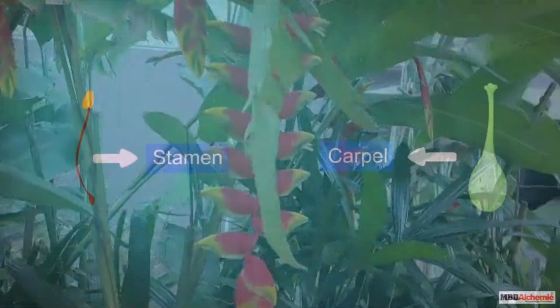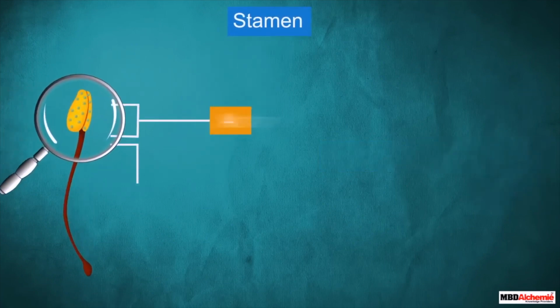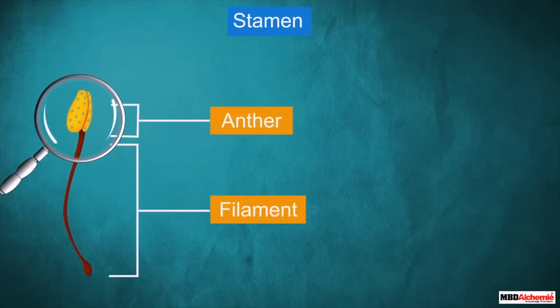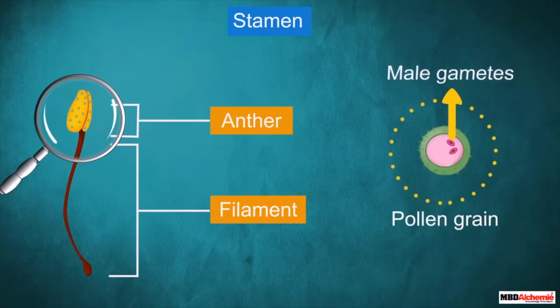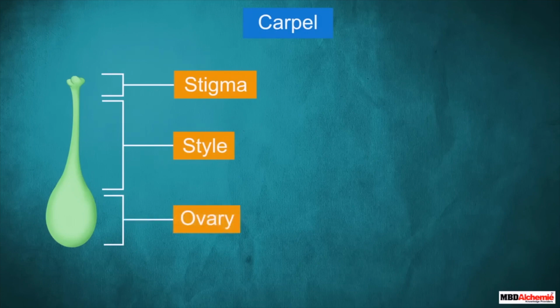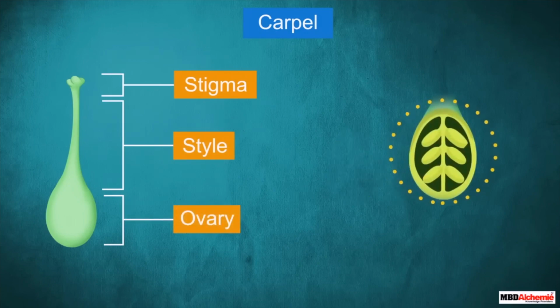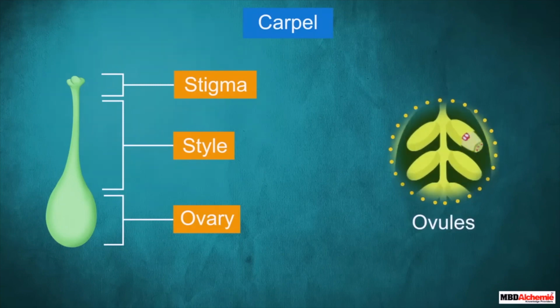Flowers have two main reproductive components, which are the carpel and stamen. The stamen is composed of the anther and filament. The anther produces a pollen grain that contains the male gametes. The carpel consists of a tip part called the stigma, a middle part called the style, and a bottom part called the ovary. The ovary contains ovules with the female gametes called the egg cell.